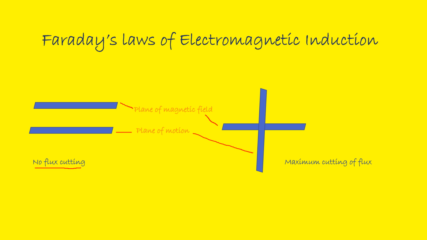When planes are parallel, that is, they are making 0 or 180 degrees, there won't be any kind of EMF generation. While at 90 degrees, a maximum value of EMF can be observed. When you have different kinds of angles, you can observe different magnitudes of EMF but not the maximum. So you can observe the maximum value only at 90 degrees. That means the plane of magnetic field and the plane of motion should be perpendicular to each other.